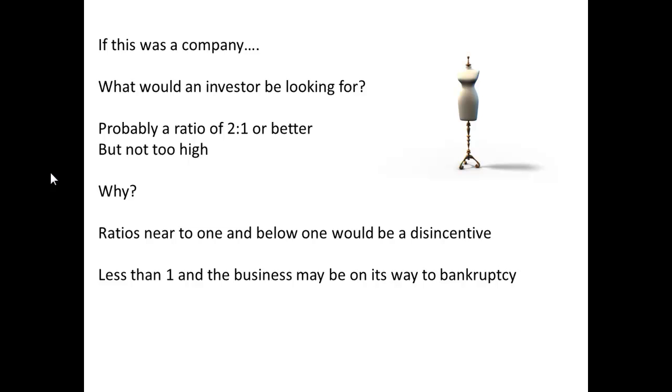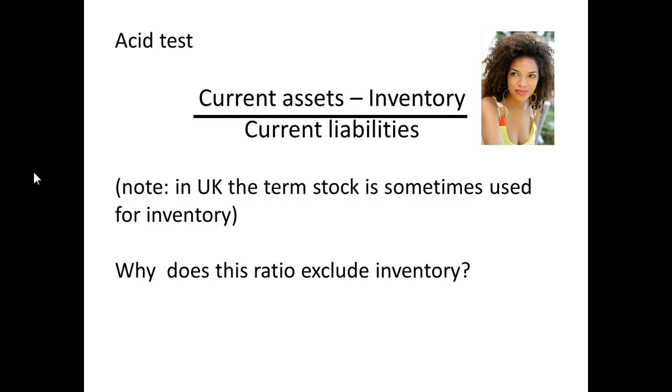So, if it was a company and you were an investor, well, what is an investor looking for? In general, it's accepted that you probably look for a ratio of 2 to 1 or better, but not too high. Why? Because if the ratio was near to 1 or below 1, there would be a disincentive. This could be a company that is in trouble. If it's less than 1, then the business, of course, could be well on its way to bankruptcy.